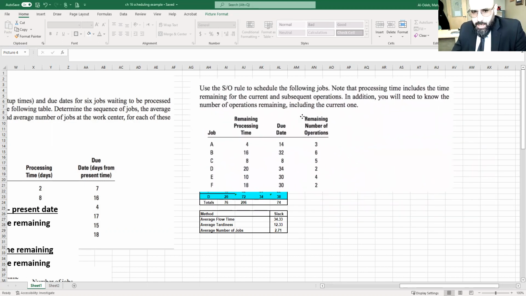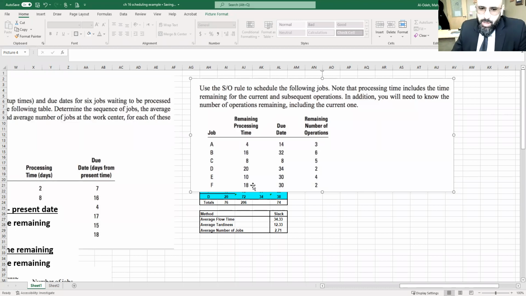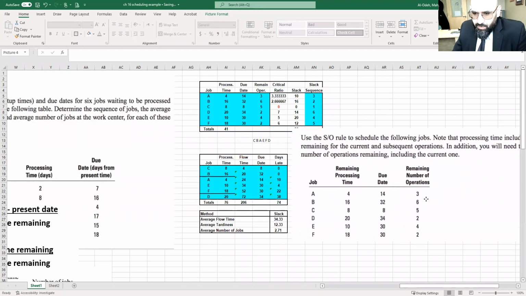Use the S/O, which is the slack operation rule, to schedule the following jobs. Note the processing time includes the time remaining for the current and subsequent operations. In addition, you will need to know the number of operations remaining, including the current one. So now we have A, B, C, D, E, F, and the remaining processing times are 4, 16, 8, 20, 10, and 18, with a due date given to us. The number of operations is also given to us.